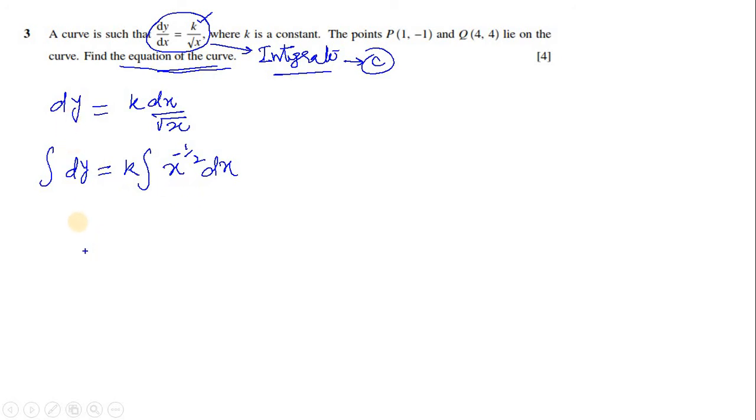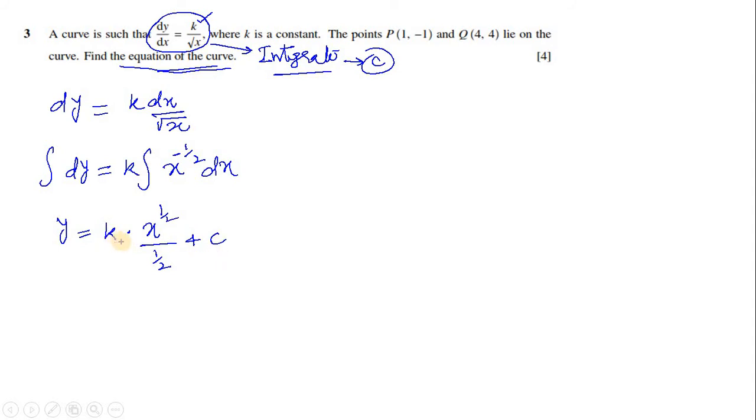So the integral of dy is y, and k is a constant so k remains as it is, and the integral of x to the power minus half is x to the power minus half plus 1, which is half, divided by the same power, minus half plus 1, which is half. We are integrating, so we have to write the constant of integration c. Because this is a general equation of a curve, any curve which has some values k and c, we need to find a particular equation. So we need to find the value of c and the value of k as well.